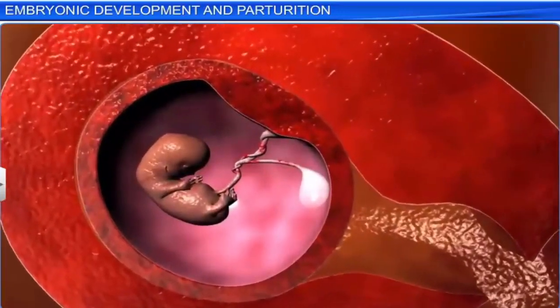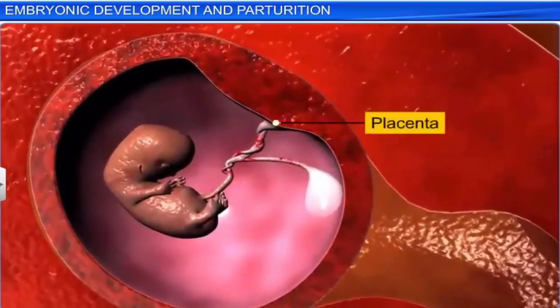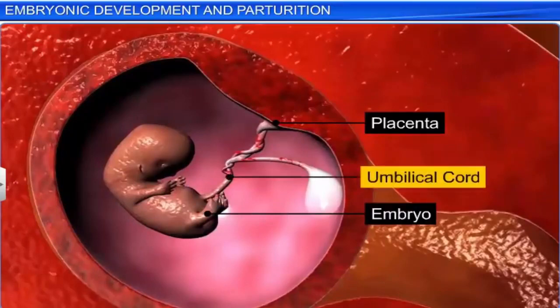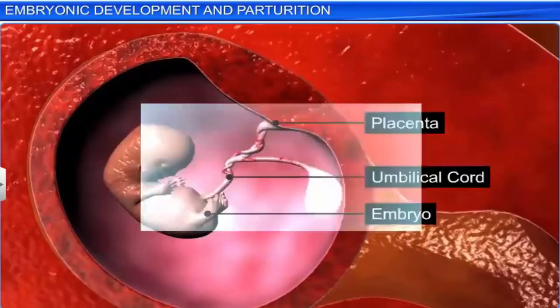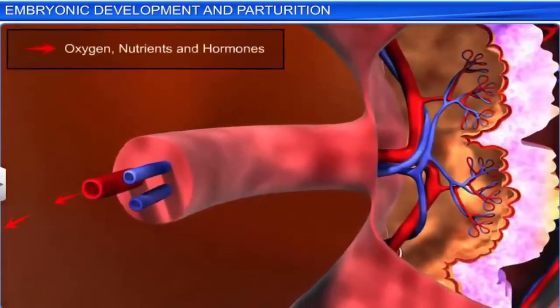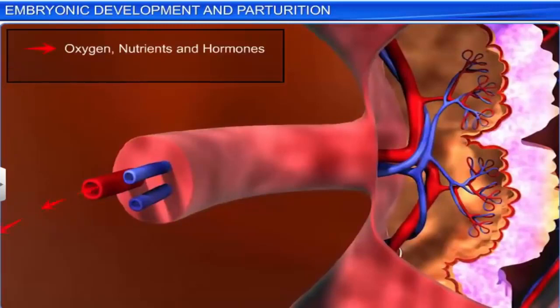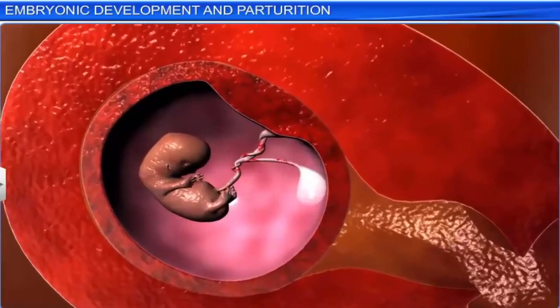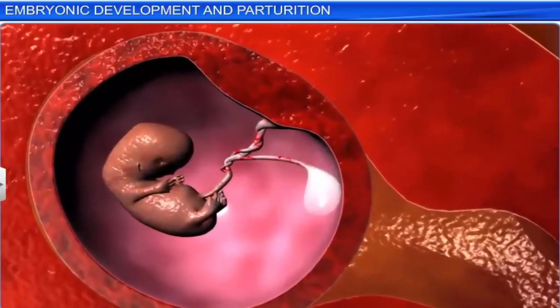Initially, this embryo is attached to the placenta, but as it starts to develop, it moves away from the placenta and remains connected to it via an umbilical cord. The placenta is an important structure that supplies the embryo with oxygen, nutrients, and hormones, as well as carries waste products from the embryo back to the mother. The embryo stays inside the uterus for 9 months, which is called the gestation period.